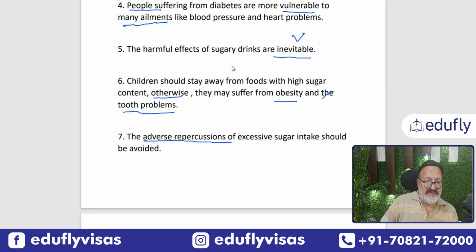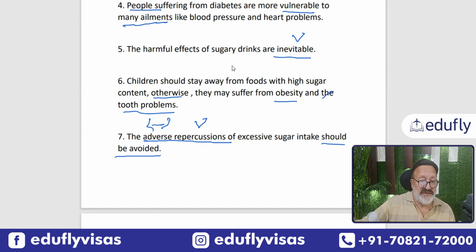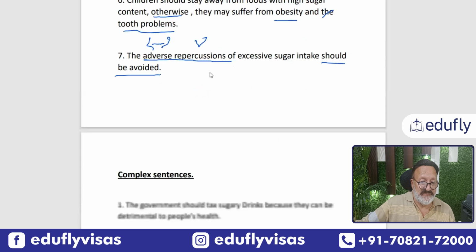Adverse means negative. Repercussions is a vocabulary word, natija, effect, which should be avoided. That's why parents advise their children not to have too many chocolates or too many sugary drinks after a certain age. Okay, now we have done the compound sentences. Now let's go to the complex sentences.